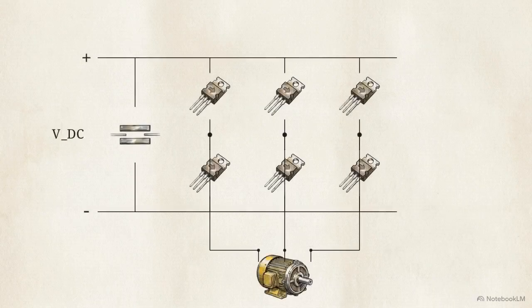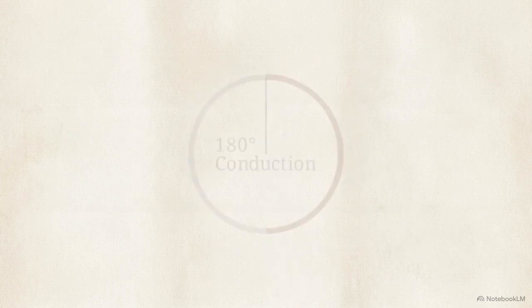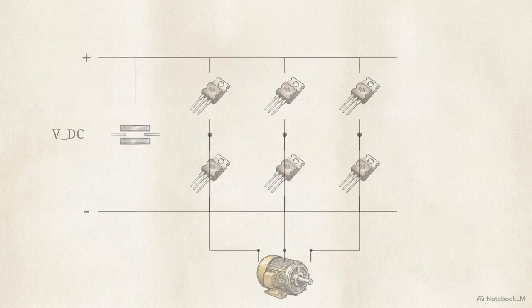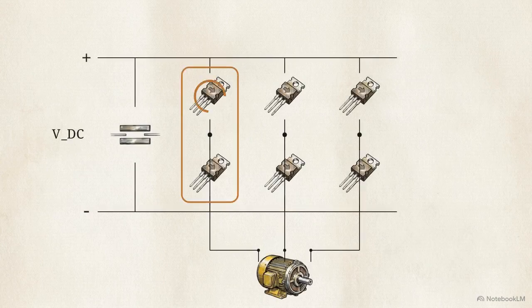Look at this topology. Managing 6 active switches across 3 phases requires immense temporal precision to maintain a balanced, rotating magnetic field in the load. We can run this inverter in a 180-degree conduction mode, where each switch conducts for exactly half a cycle. But 180-degree mode has a fatal flaw.